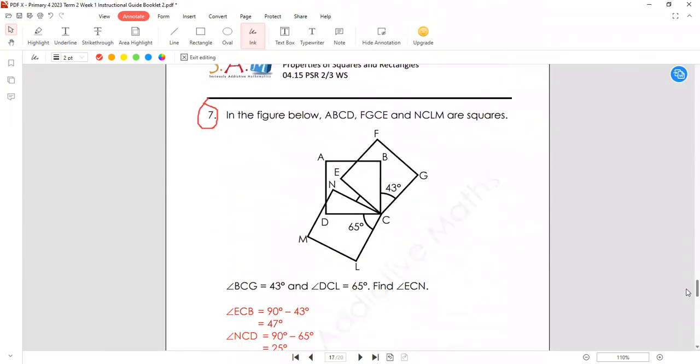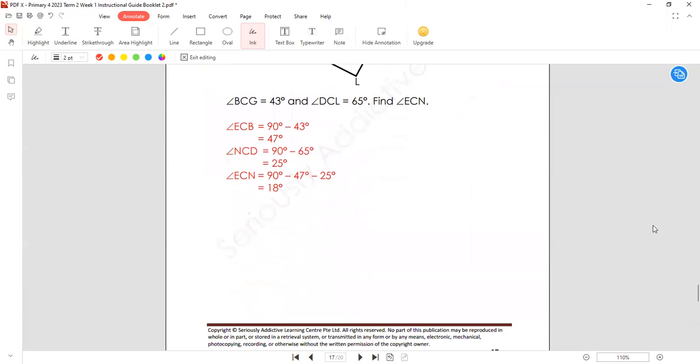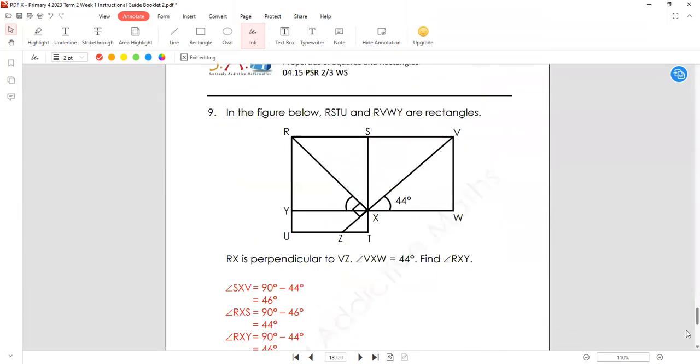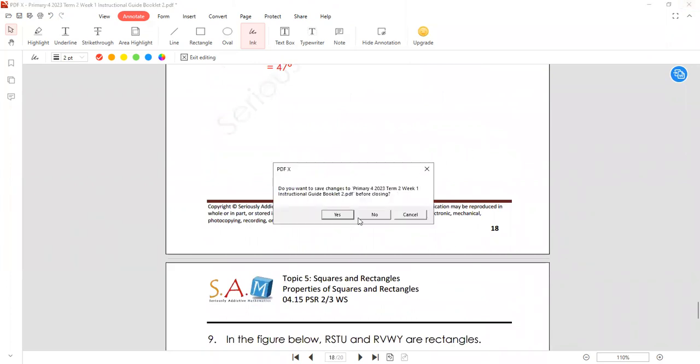And one more, a more complex question here. All right, take them through this. Okay, really the idea is, if they're supposed to find angle ECN, tell them that you need to find this one and you need to find this angle as well. Right, and after that, you take 90 degrees minus this, you get that. All right, so let me see any more questions here. And I think that's it, right? And we move on to the last booklet.